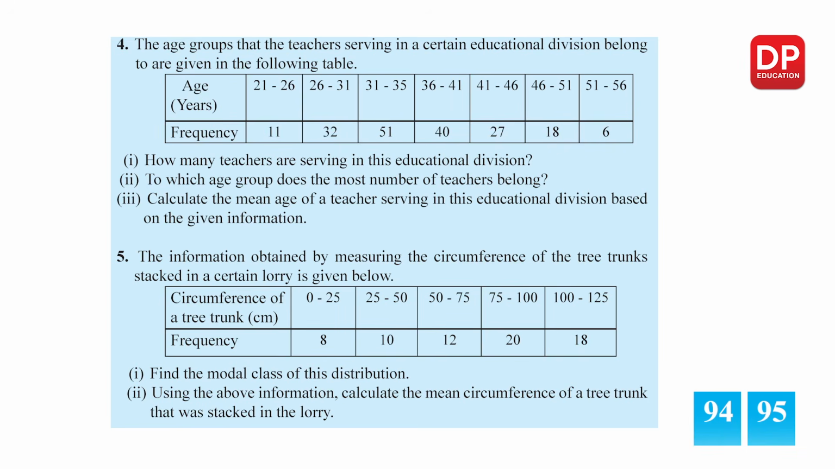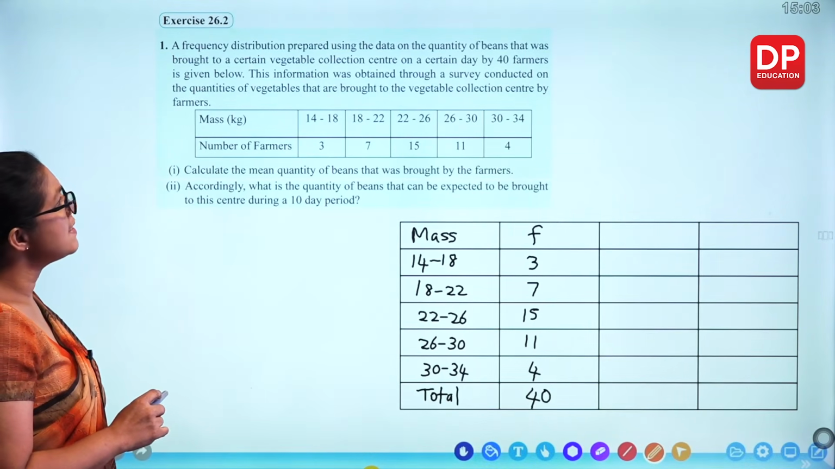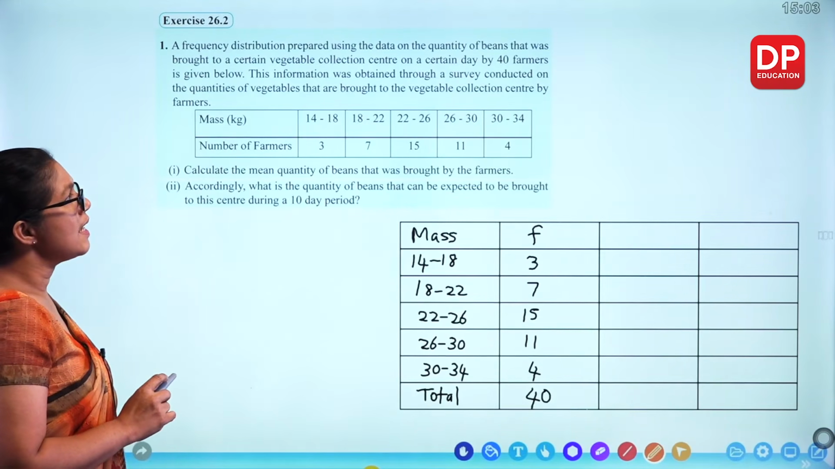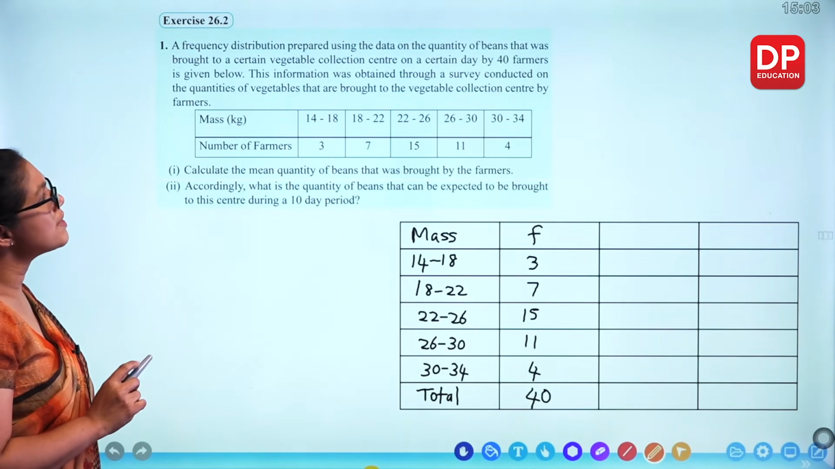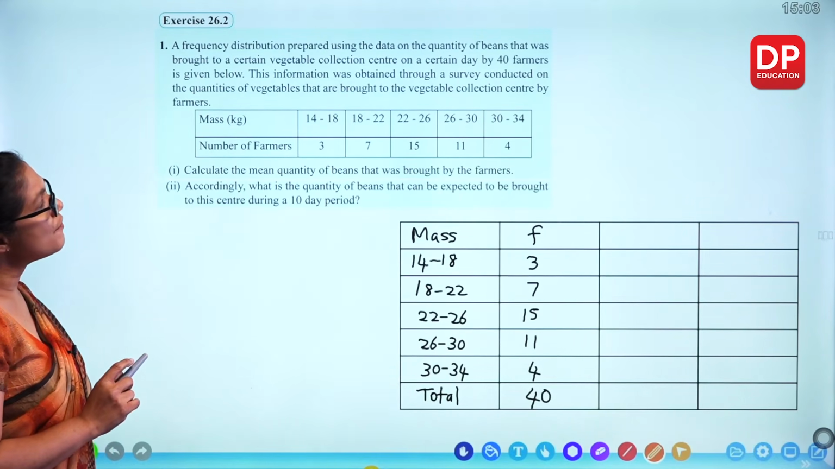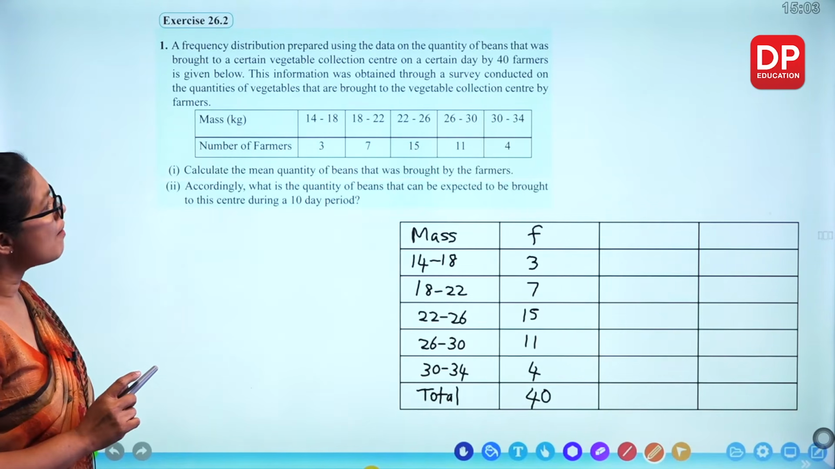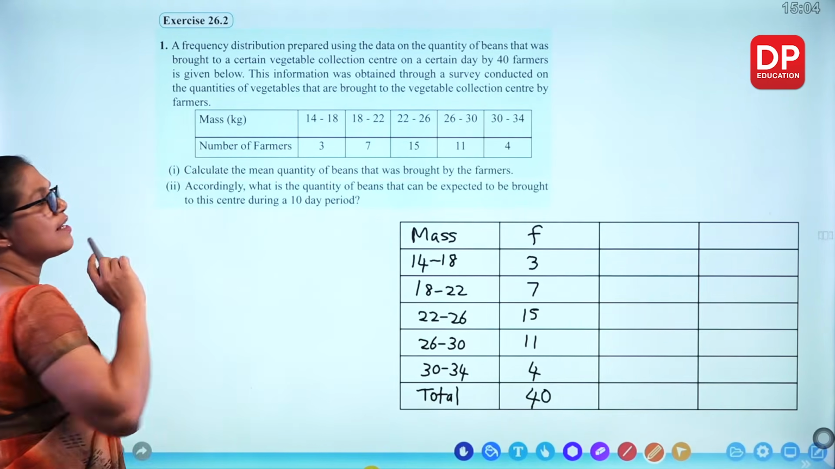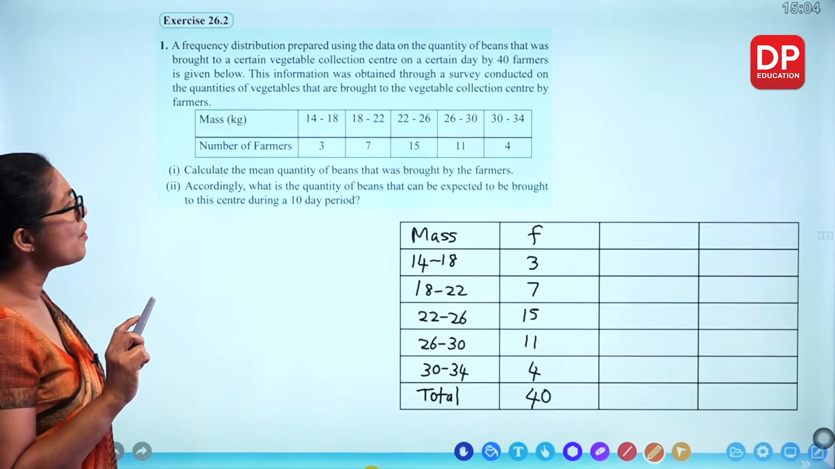Exercise 26.2. A frequency distribution prepared using the data on the quantity of beans that was brought to a certain vegetable collection center on a certain day by 40 farmers is given below. The information was obtained through a survey conducted on the quantities of vegetables that are brought to the vegetable collection center by farmers. Mass is given and number of farmers. What are these? Boundaries or limits? No gaps in between, so those are class boundaries. Calculate the mean quantity of beans that was brought by farmers.